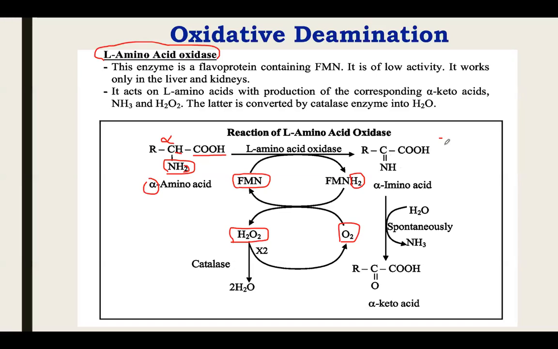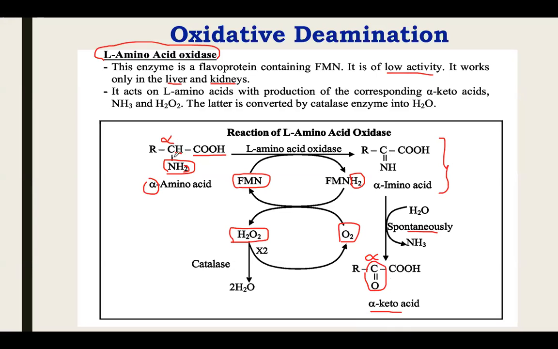This amino acid is unstable. It will be broken spontaneously to give keto acid. Why is it alpha? Because this is the alpha carbon and this is a ketone group. The keto acid is the carbon skeleton of amino acids. L-amino acid oxidase has low activity, very weak activity. It is found only in the liver and kidney.